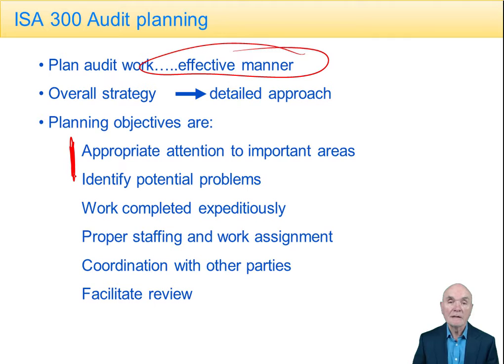Appropriate attention to important areas and to identify potential problems, because in response to our findings here, we're going to alter the type of work we do and the amount of work we do. We need to find perhaps additional evidence to support some of these areas. So appropriate attention to important areas, really, we're nearly looking here at materiality.